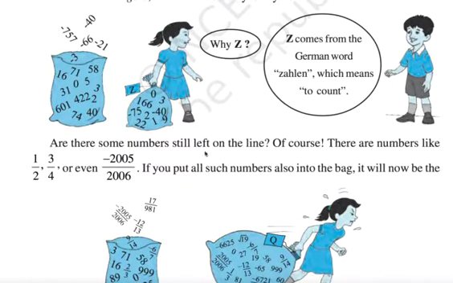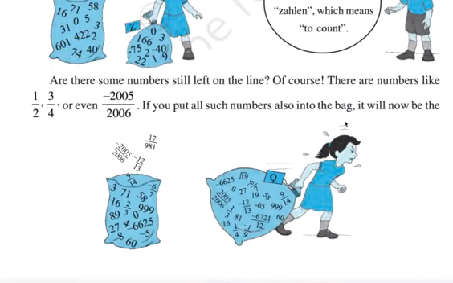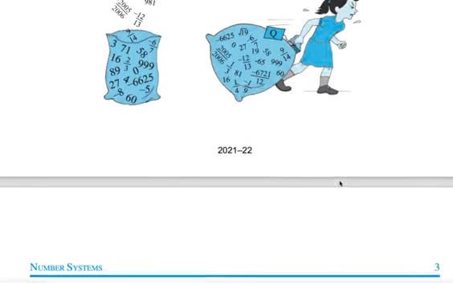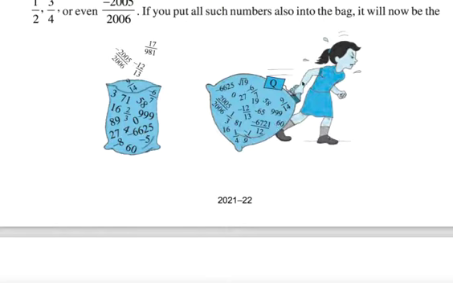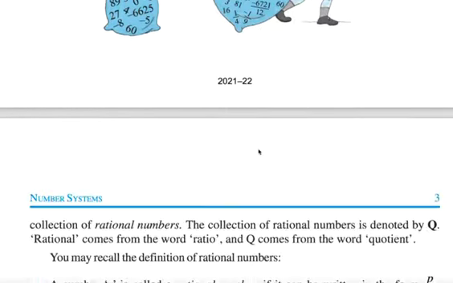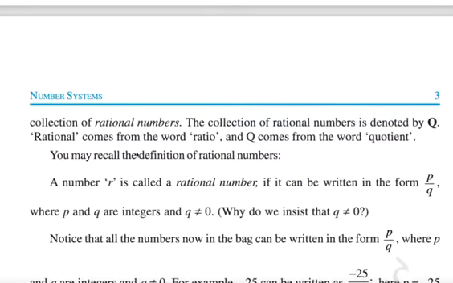Are there some numbers still left on the line? Of course there are numbers like 1 by 2, 3 by 4, or even minus 2005 by 2006. If you put all such numbers also into the bag, it will now be the collection of rational numbers. This collection is denoted by Q, right? Rational comes from the word ratio and Q comes from the word quotient.